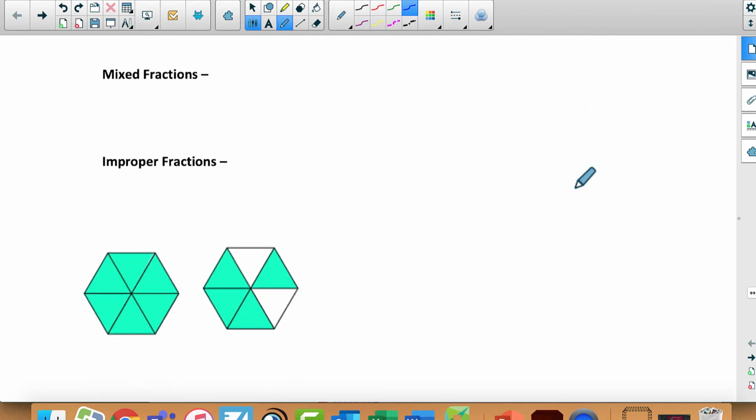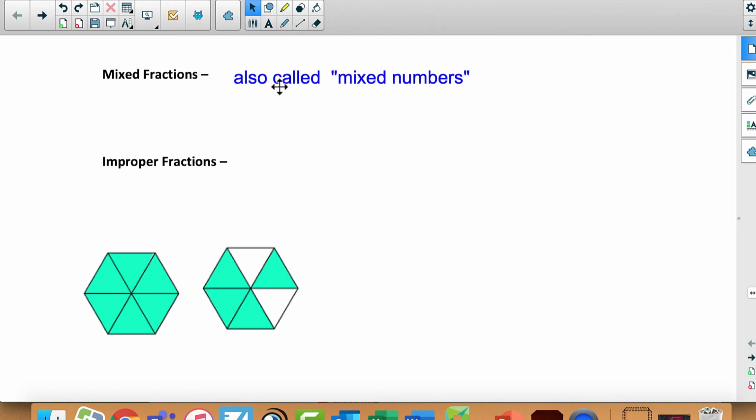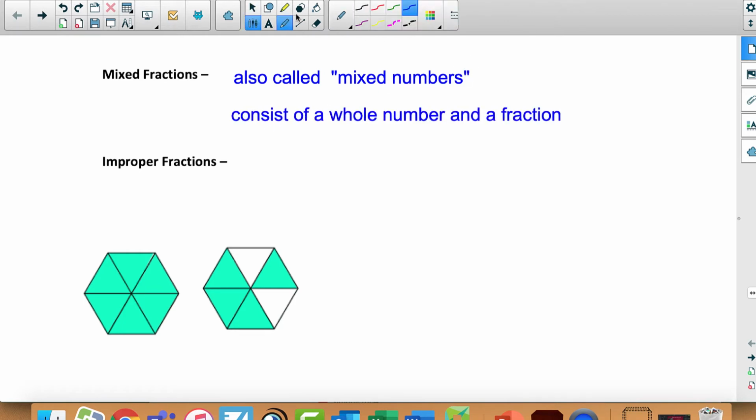Alright, mixed fractions and improper fractions. You know the difference between these? A mixed fraction is also called a mixed number, but in Canada we usually call it a mixed fraction. It consists of a whole number and a fraction. Just to give you an example, it'd be something like 7, there's the whole number, and 1/8. So 7 wholes and 1/8 of a whole as well.